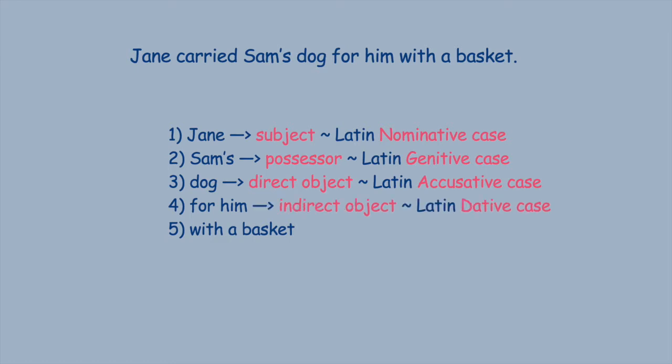For him gives us the person for whom something is being done, that is, in Latin, him would appear in the dative case and the whole phrase for him would just be replaced with one Latin word in the dative. With a basket, finally, supplies the instrument of Jane's action. So if this were a Latin sentence, we would only find one Latin word, the word for basket, in the ablative case. To conclude this mini lesson, we will have a quick look at how cases are formed in Latin.